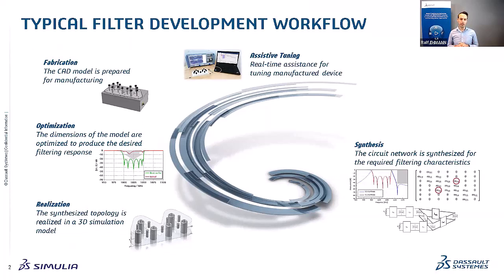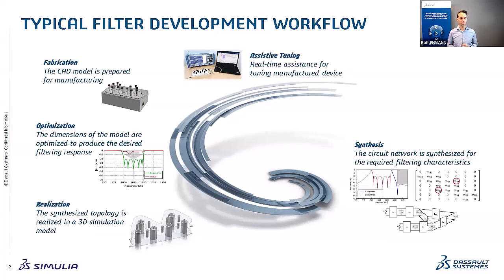typically start at the bottom of the spiral with the type of synthesis, which is your circuit network that you are synthesizing in one way or another to get a specific transfer function, a specific filtering characteristic, basically. And so this is the thing that we typically do as electronic engineers as well. And with this reference design, then you need to go and implement this in a 3D model, in a distributed model, because we're working at high frequencies.